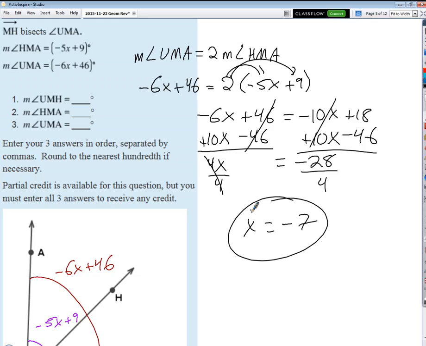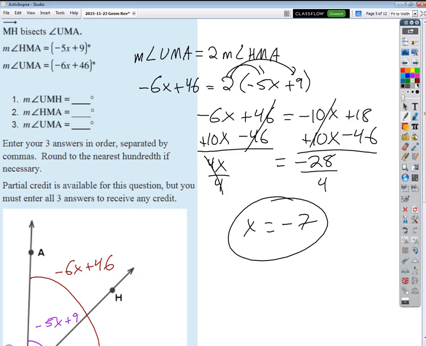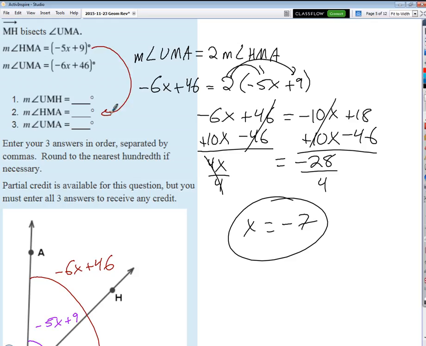They're not asking for x directly, but I need x to find the measures of these angles, right? Now, it would be easy for us to find the measure of HMA, which is given to us by that expression. So all I do is plug in negative 7 and I get an answer. Well, let's get that answer. What is negative 5 times negative 7? 35 plus 9? 44? Okay, good. So we get 44 degrees for HMA.